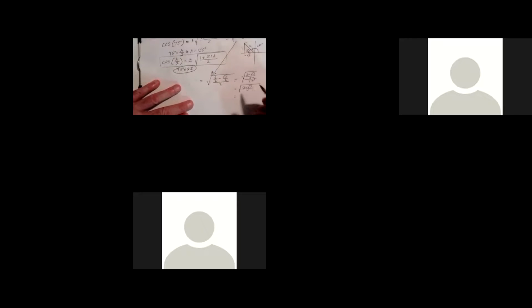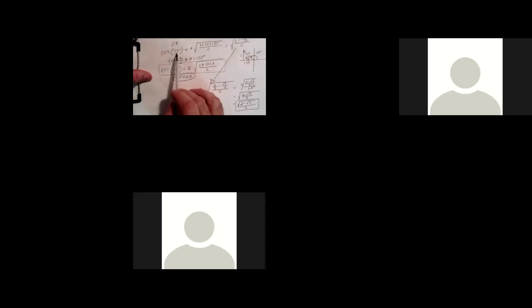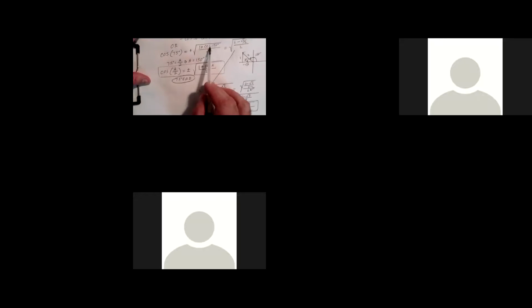which, the square root of 4 is 2. And this remains underneath the square root. So we got the square root of 2 minus the square root of 3 all over what? All over 2. Okay. So that would be your result there. So what we did is we evaluated the cosine of 75 degrees using a half angle identity for cosine.